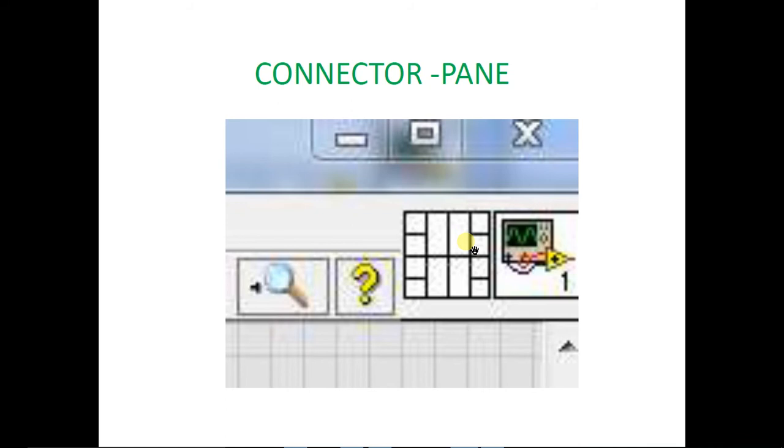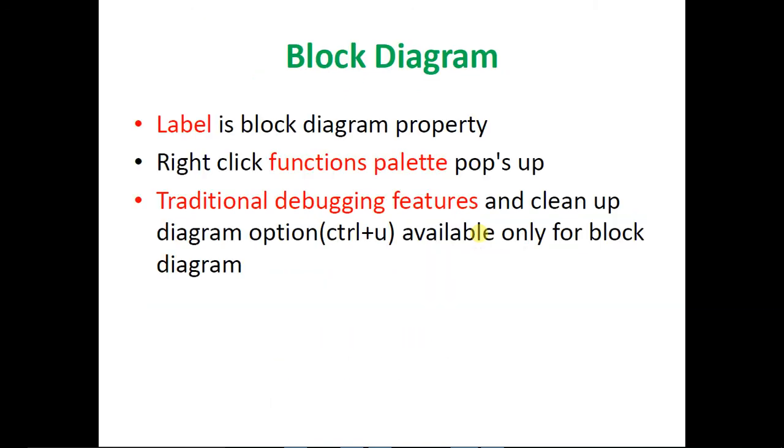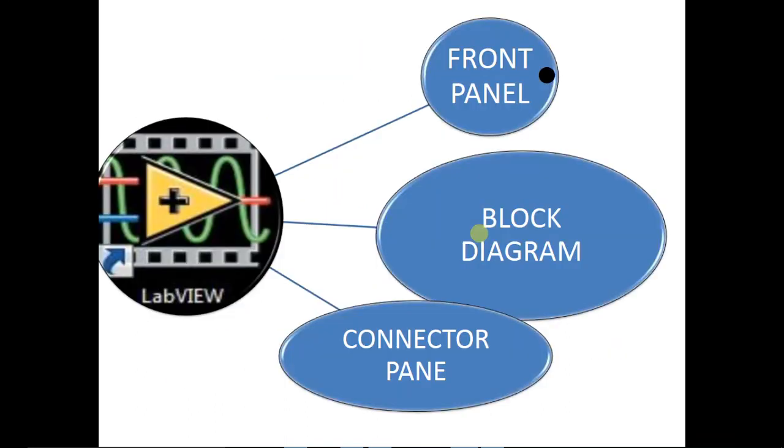So suppose I am giving two inputs. Here it will show two inputs, and for output here we can see that one output is there or two outputs are there. So this is a very basic thing: front panel, block diagram and a connector pane. So these three things are the basic or main parts of any VI.